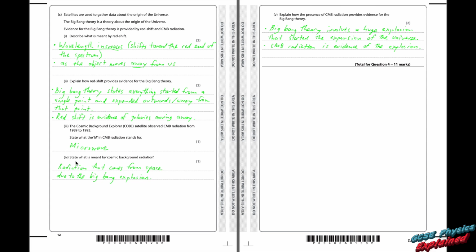Part 4. State what is meant by cosmic background radiation. It's just radiation that comes from space due to the Big Bang explosion.